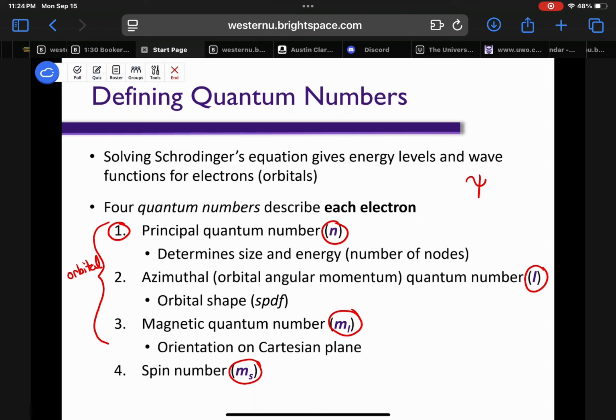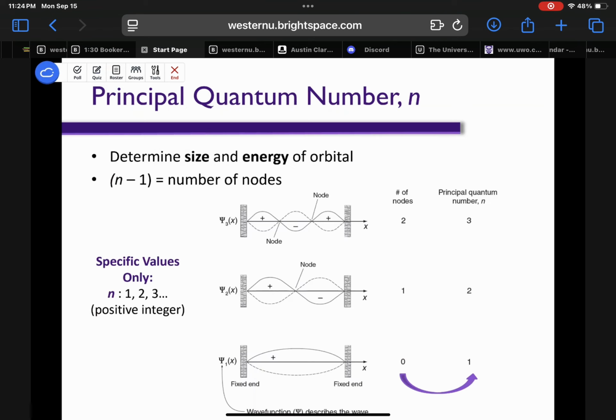So let's go through each of these quantum numbers because we want to interpret the solutions to Schrödinger's equation. The first, the principal quantum number, n. When we know what this is, we have a general idea of the overall size of the orbital and the overall energy of the orbital.